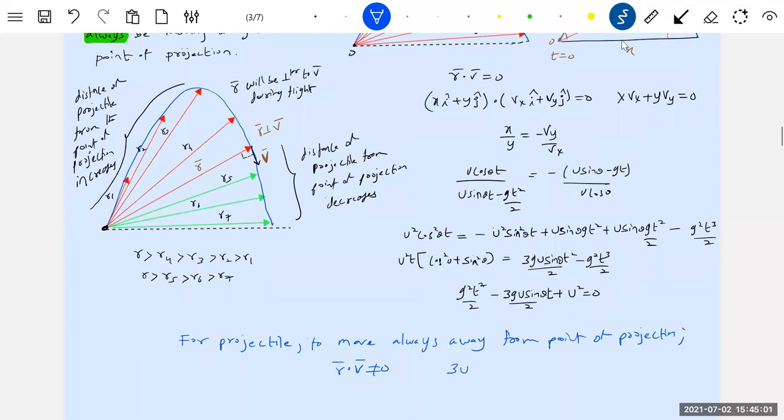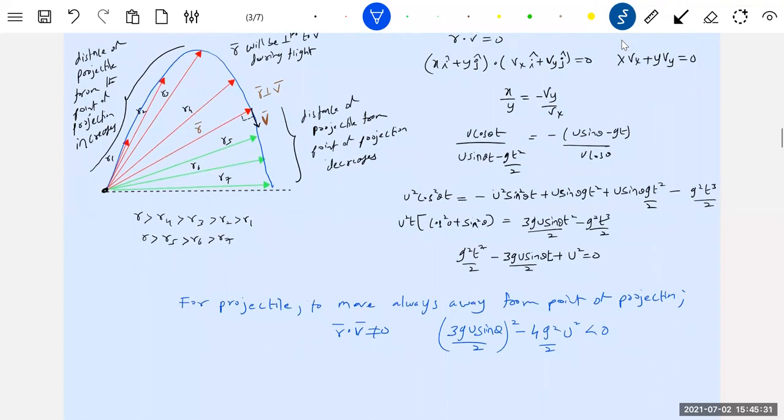So therefore, here, 3 g u sin theta by 2, b square minus 4ac, 4 g square by 2 u square, should be less than 0. Please do follow. This is very important now. So we'll solve for this and get an expression for theta. Sin square theta, everything, g and u square, will get eliminated. Sin square theta times 9 by 4 minus 2 less than 0. Or sin square theta should be less than 8 by 9.